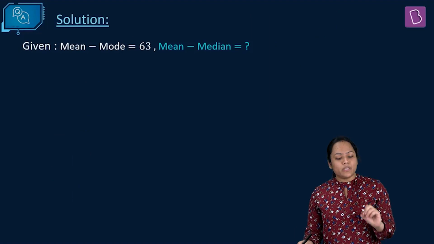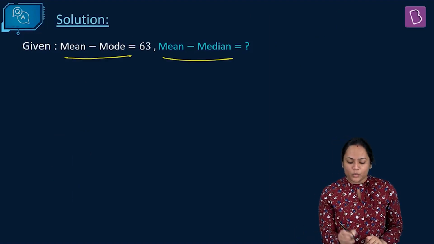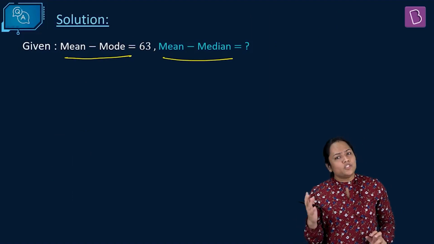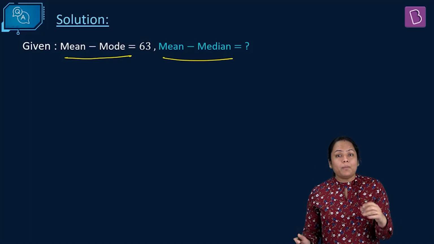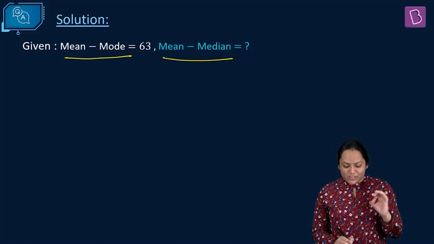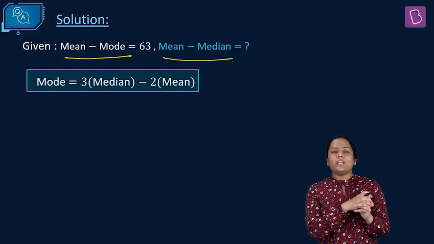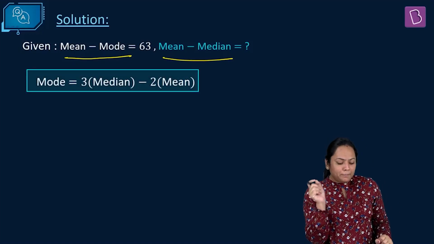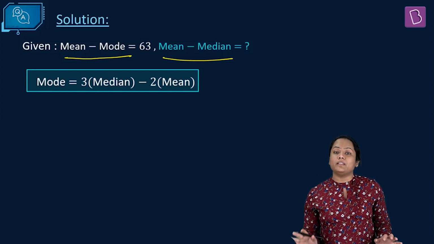So, what have they given to us? The difference between mean and mode, and they have asked the difference between mean and median. So, guys, have you recalled the relation between mean, median and mode? Well, mode can be written as thrice of median minus twice of mean, right? How can I use this relation? Well, mean minus mode I have to create. I have to also create mean minus median.